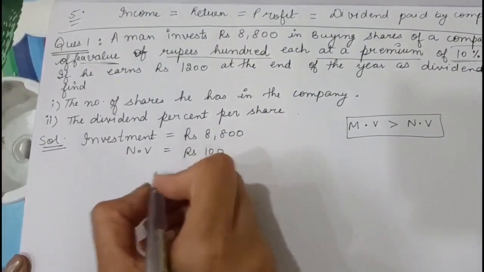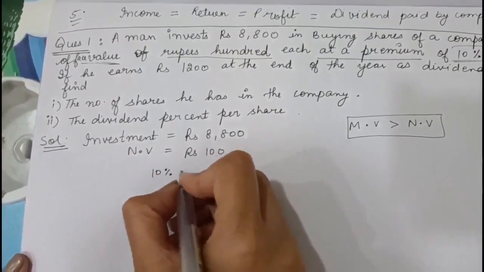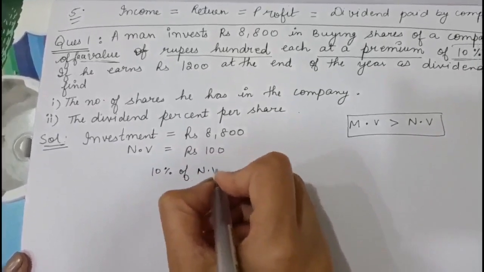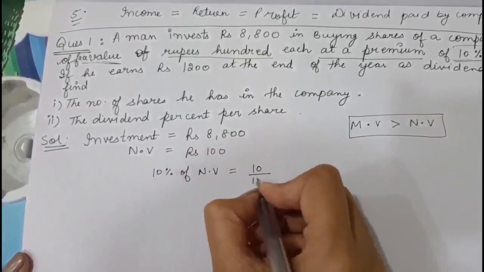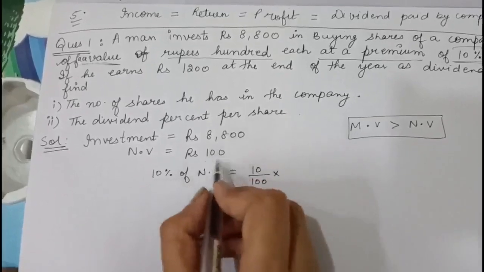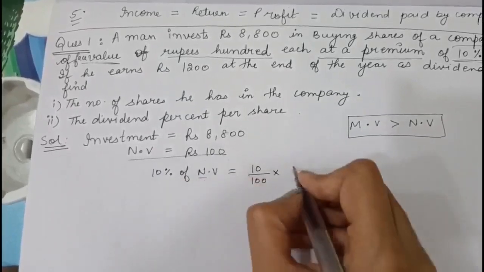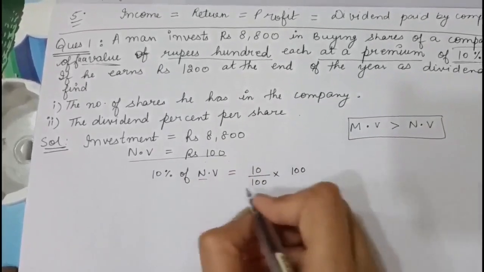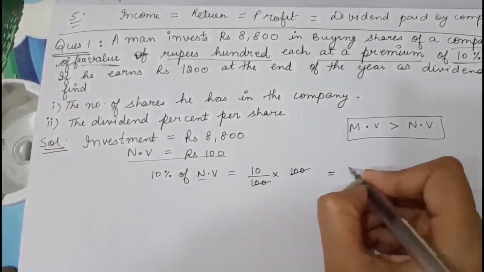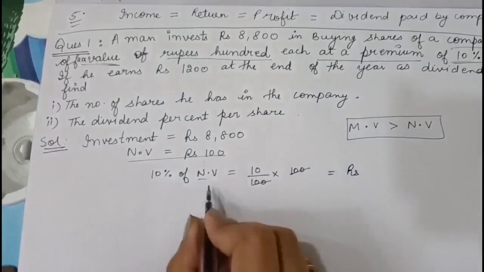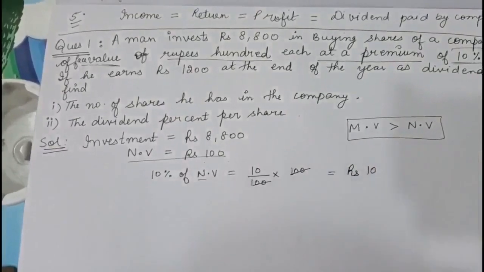First of all, what is 10% of NV? 10% of NV is equal to 10 by 100 into NV, because NV is given to us as 100. So 10 by 100 into 100. The 100 and 100 will get cancelled. So 10% of NV is rupees 10.